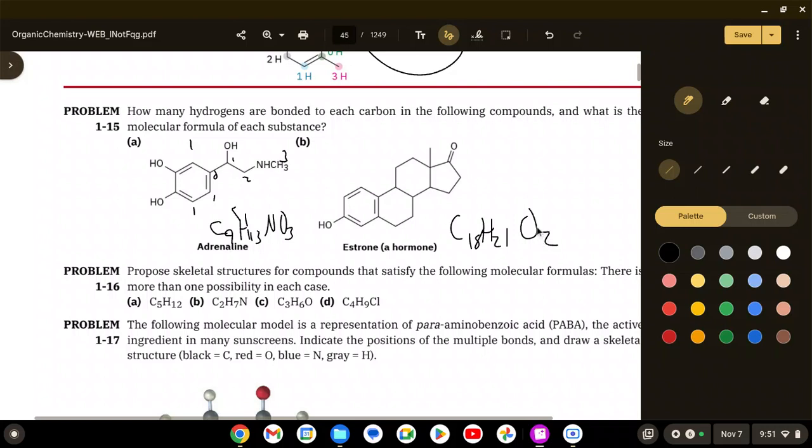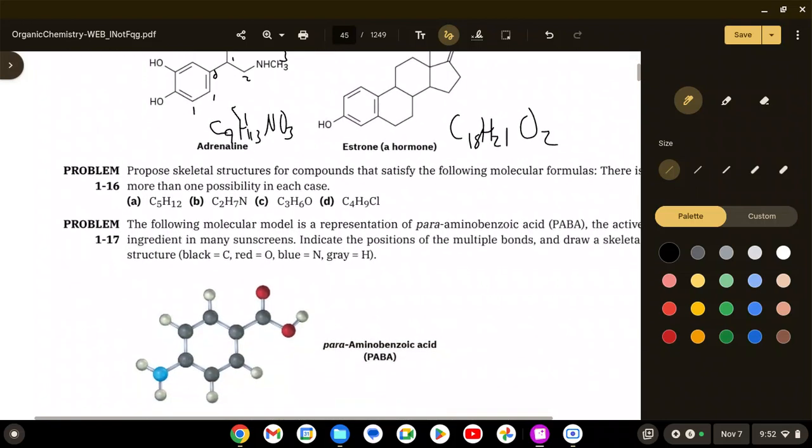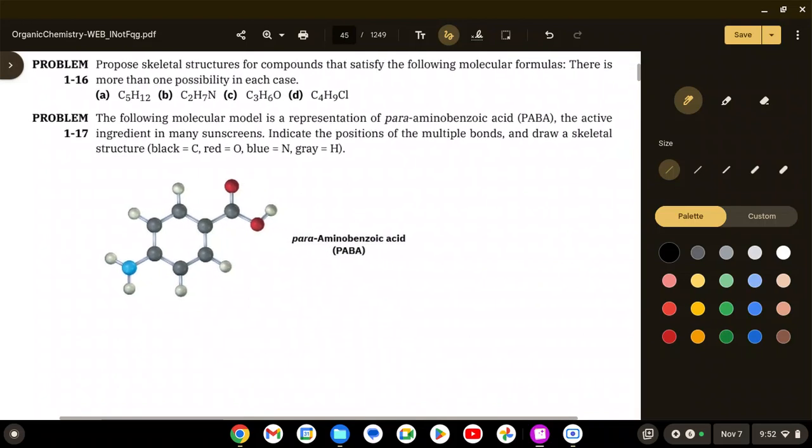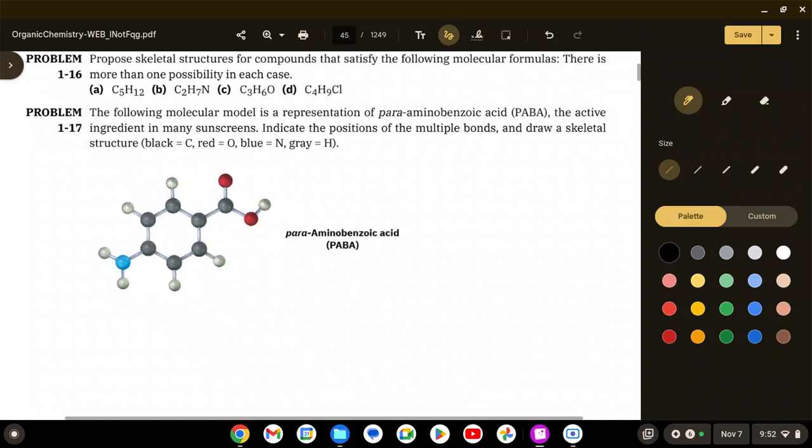I might have missed a hydrogen somewhere, but that's all right. Propose a skeletal structure for compounds that satisfy the following molecular formulas. There is more than one possibility. Okay, C5H12. You have 1, 2, 3, 4, 5. 1, 2, 3, 4. 1 there. And then if I were to put it here instead, it's the same as this molecule, so that's 2. And then 2, 3.